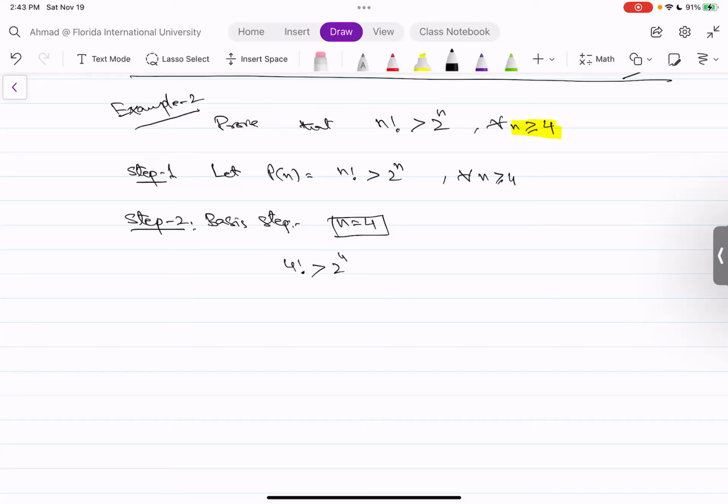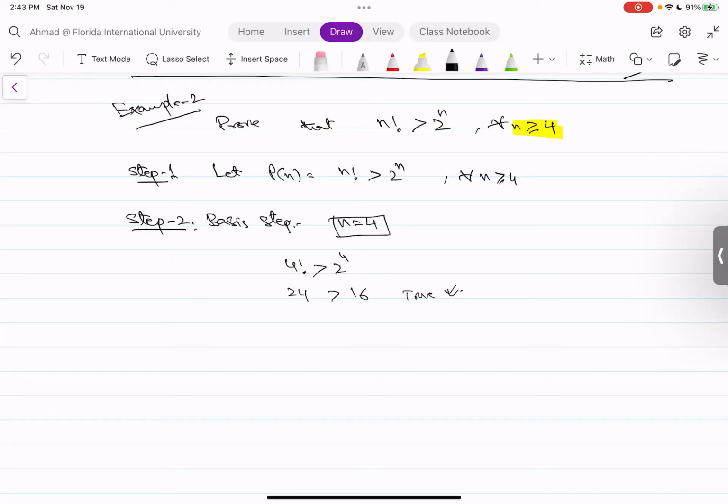So 4 factorial is going to be 24, right? 4 times 3 times 2 times 1 is 24, which should be greater than 2 to the power of 4, which is 2 times 2 is 4, times 2 is 8, times 2 is 16. So this is true, and we have completed our basis step.